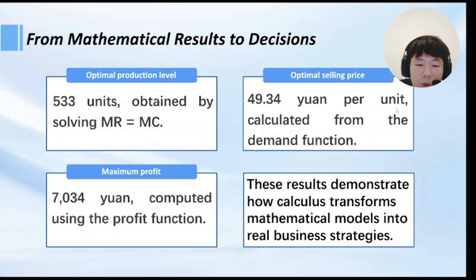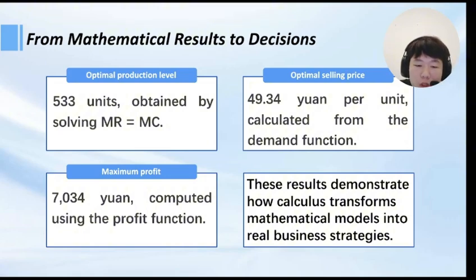Using the given formulas, we calculated a point where the change in revenue is equal to the change in cost. Before this point, producing more can still increase profit. After this point, producing more no longer helps. So this point represents the most suitable production level.